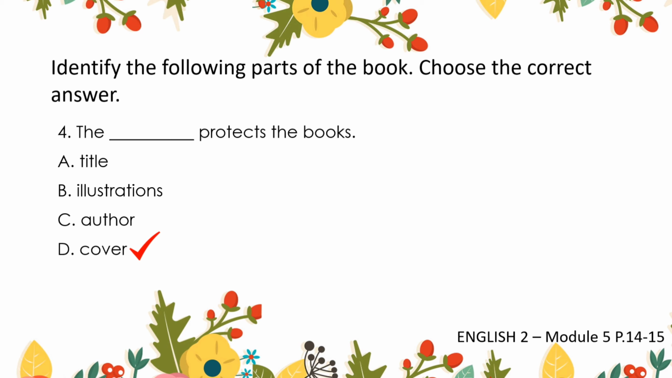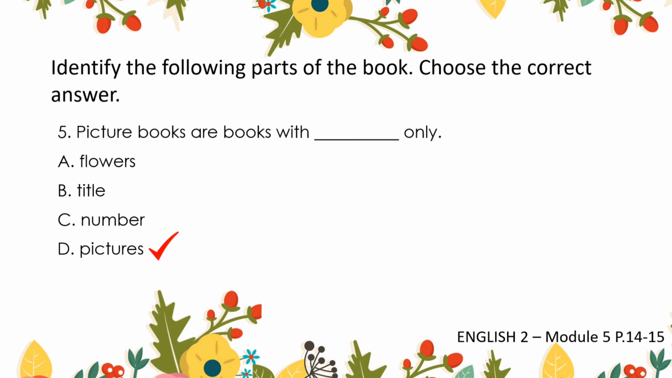And lastly, number 5 is D, pictures. Picture books are books with pictures only. If you got 5 correct answers, then it only means that you are listening very well. Good job, kids! Here is a virtual clap for you.